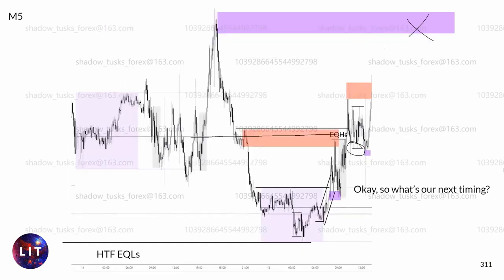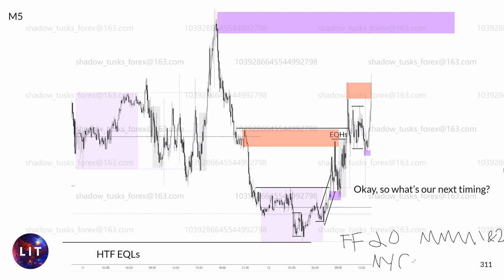Okay, makes sense. This is our overall. This is again back to the 5 minute. So what is our next timing? We've had Frankfurt, London Open, MM1 and 2. So our next timing is New York Open.